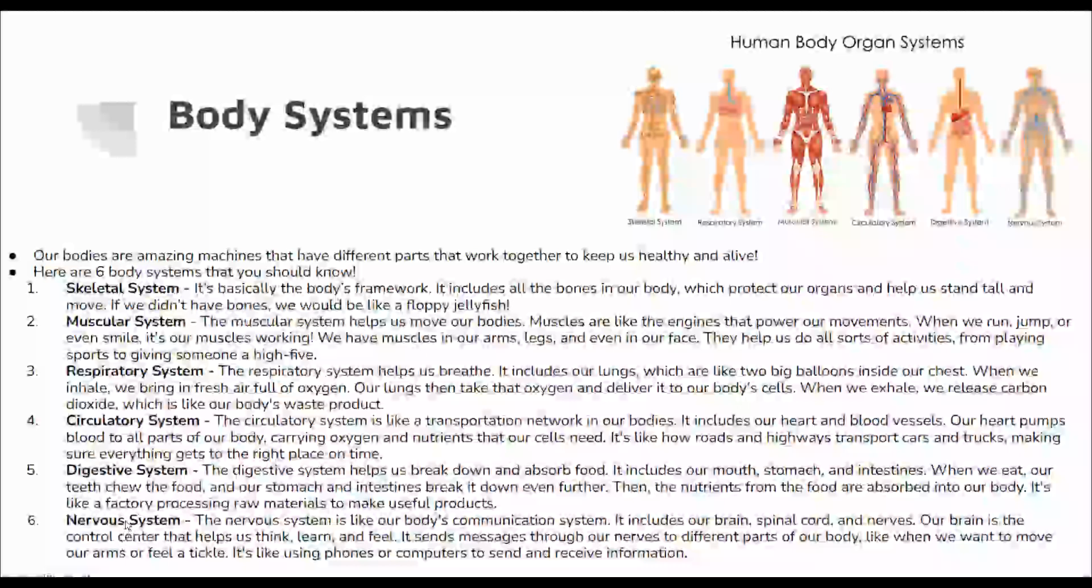And finally, we have the nervous system, and that's the body's communication system. So right here we have the brain, right? The brain is like the central CPU. It's the computer of the whole entire body. The brain helps us think, learn, and feel. Our nerves are all over our body. They send messages to the brain, and the brain sends messages back to the body.